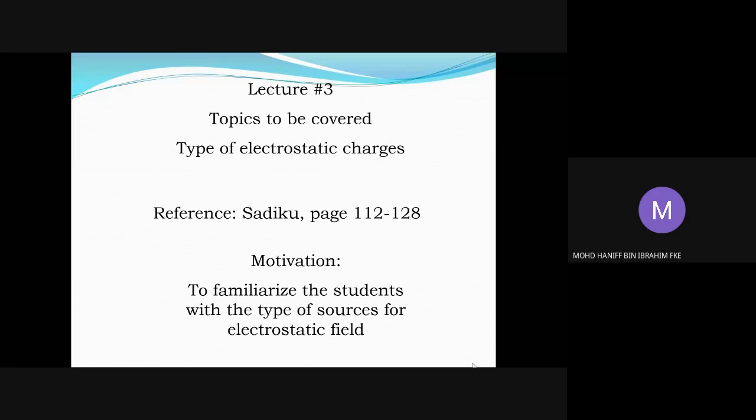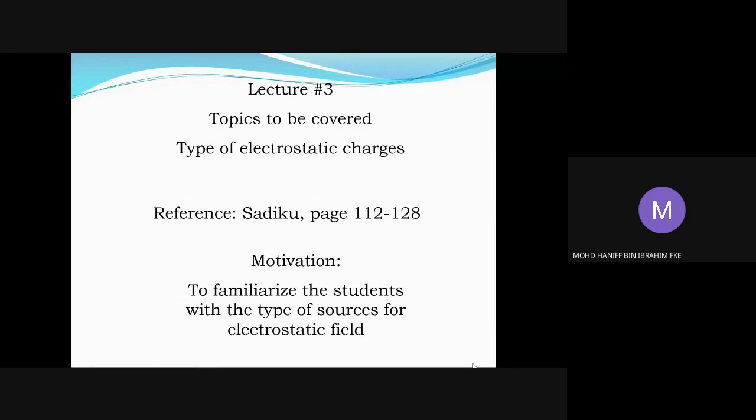Okay, in which it will be the sources that can produce the electric charge intensity. So we're going to have a look at what kind of electrostatic charges we have. The reference for this topic, you can get from Study Cool and the textbook, with the given page numbers, from 112 to 128.